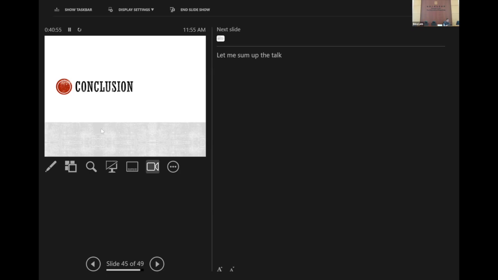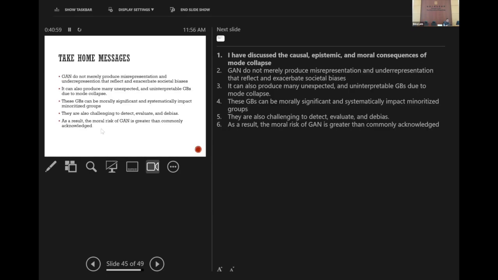Let me sum up the talk. I have discussed the causal, epistemic, and moral consequences of mode collapse. GANs do not merely produce misrepresentation and underrepresentation that reflect and exacerbate societal biases, as most of the empirical literature suggests. They can actually produce many, many more unexpected and uninterpretable generative biases due to mode collapse. And these generative biases can be morally significant and systematically impact minoritized groups. They can also challenge our ability to detect, evaluate, and debias them. As a result, the moral risk of GAN is greater than commonly acknowledged.